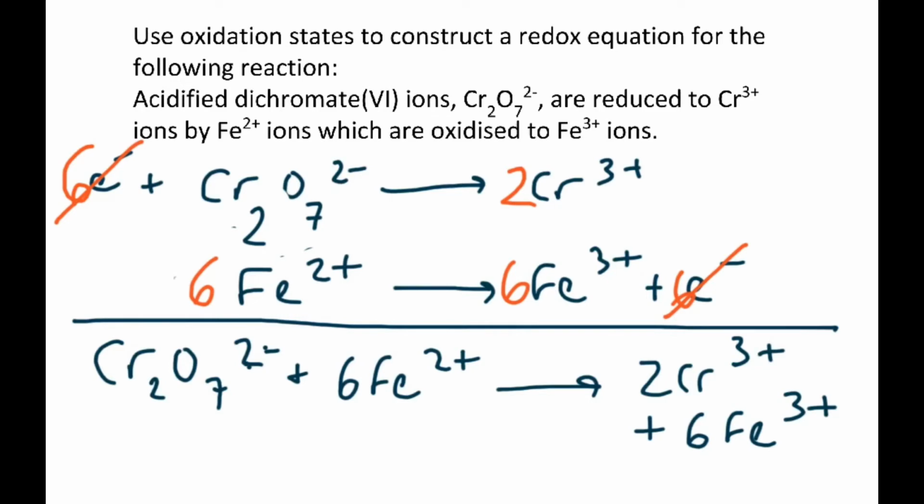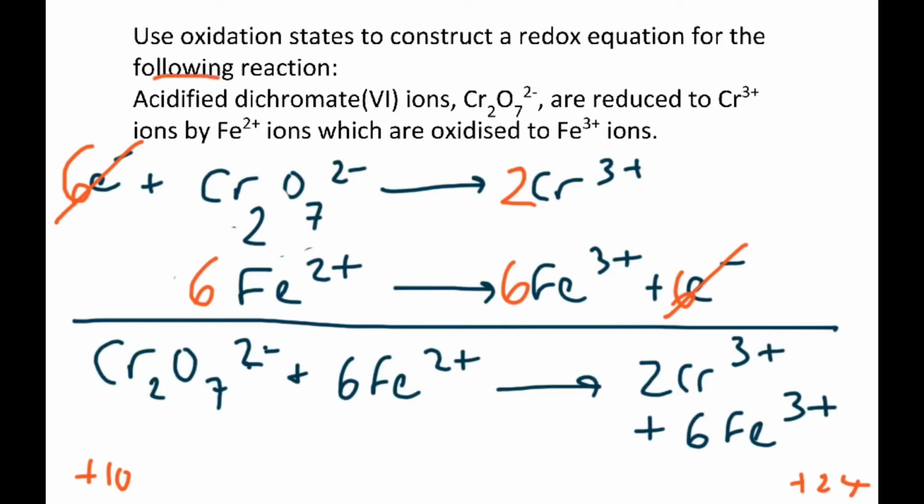So what is the total charge on the left? You've got 12 plus and 2 minus, so that gives us a charge of +10. I'm just going to write it there so I don't forget. A charge of +10 on the left. On the right is a total charge of 6 times 3 is 18, plus 6 is 24. So total charge of 24 on the right.